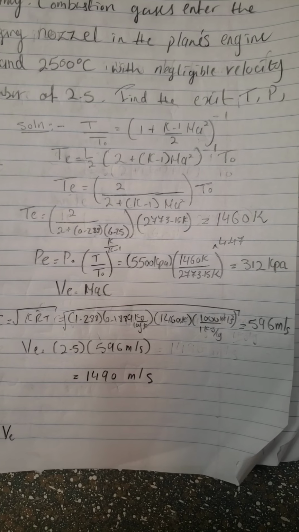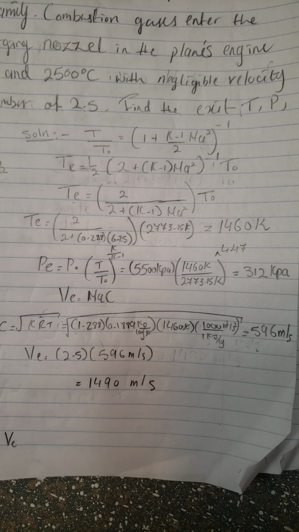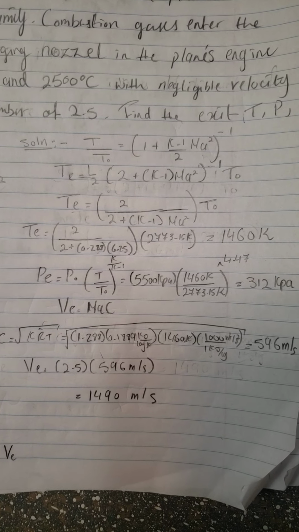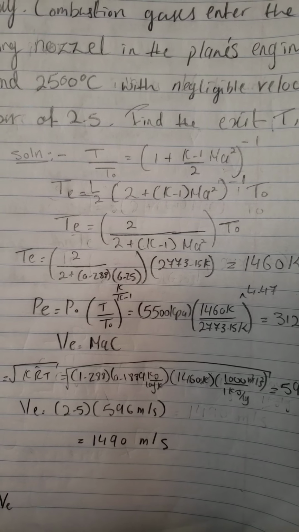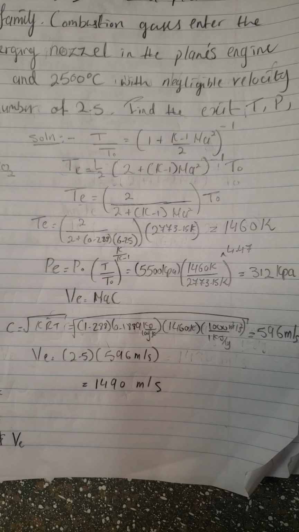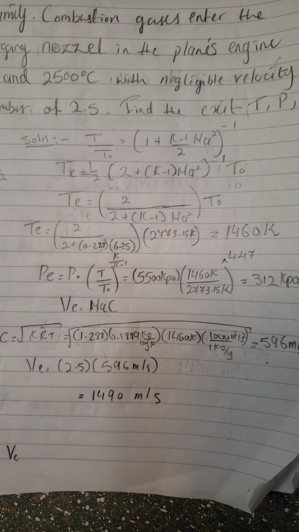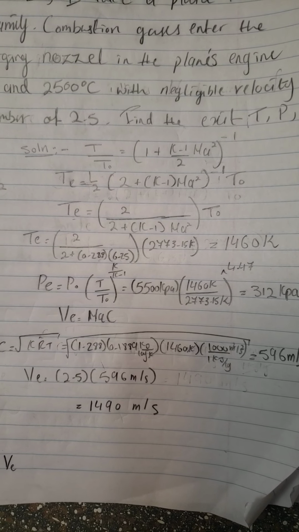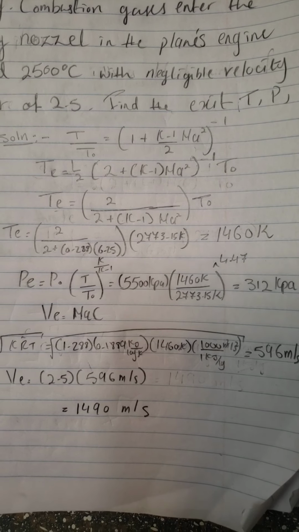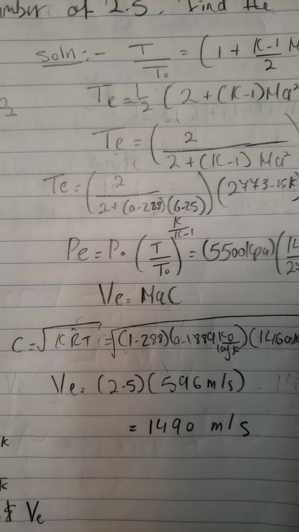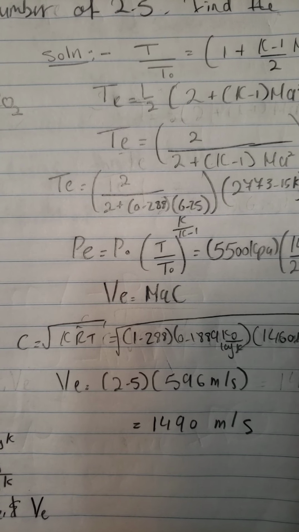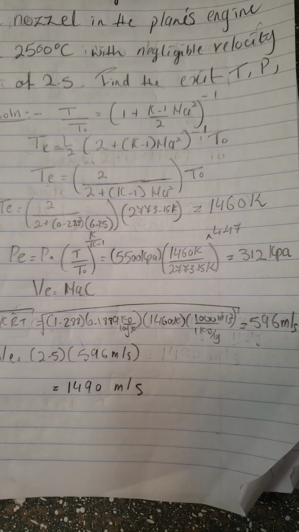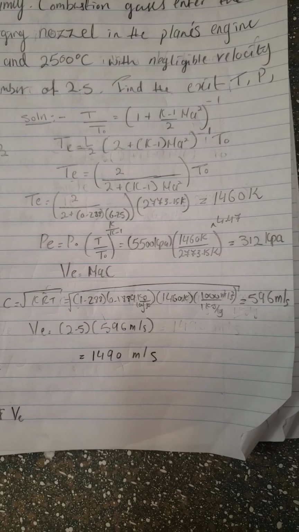So, first, to find the exiting temperature, we use the equation to solve for it in the back of handout 8A. We rearrange to solve for exiting temperature. We plug in our values, which is the Mach number, the ratio of heat capacities, and the stagnation temperature to solve for the exiting temperature, and we get 1,460. Now we use this equation to find the exiting pressure. After plugging in all of our values, we get an exiting pressure of 312 kPa.